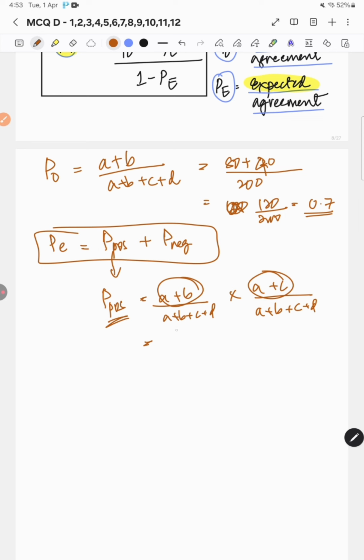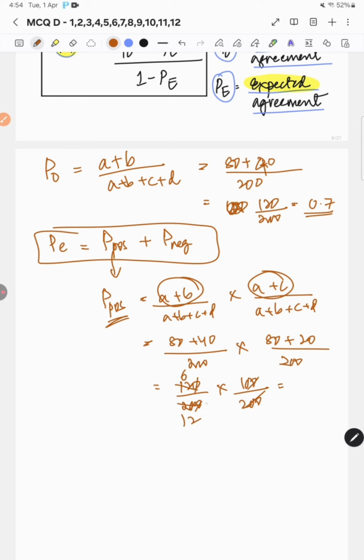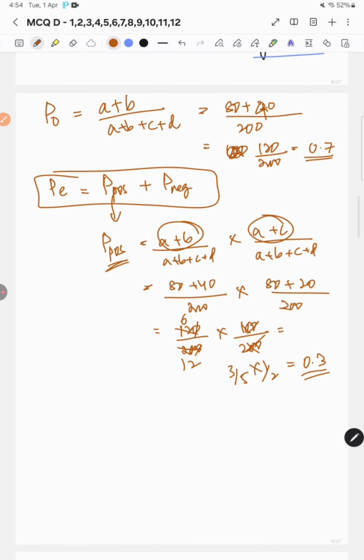What is A plus B now again? 80 plus 40 divided by 200 into A plus C. What is A? Again 80 plus 20 divided by 200. So calculate it. 120 divided by 200 into 100 divided by 200. So the value will get somewhere around 3 by 5 into 1 by 2, that is 0.3 I guess. Please verify once. It is 0.3. Yes, it's 0.3.